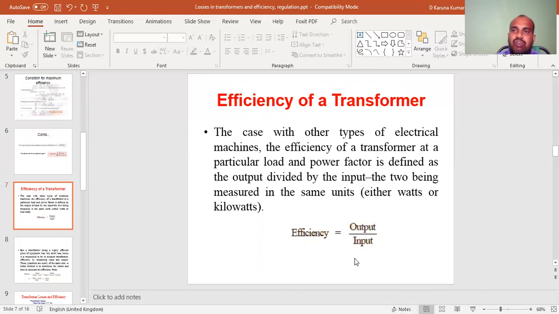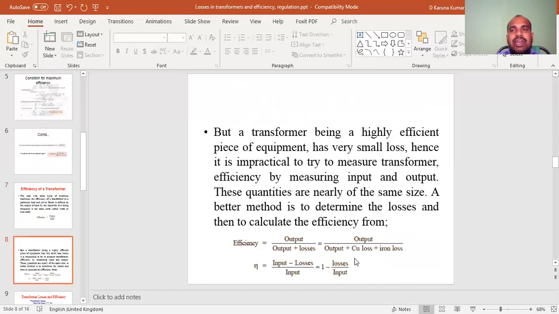The efficiency of a transformer is more than 95%. But for other machines, like DC machines, generators and motors, synchronous motors and induction motors, the efficiency is 60, 70, 80%. But the efficiency of the transformer is more than 90%.